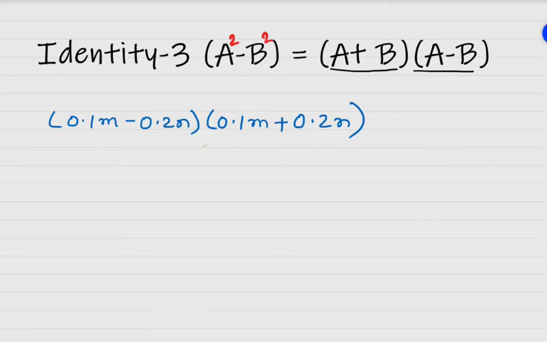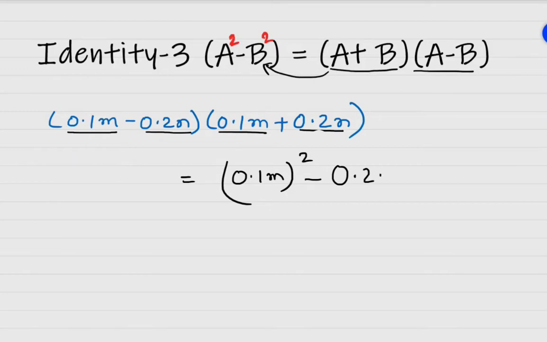Children, see, if you take 0.1m as a and 0.2n as b, so here you can see that you are getting a minus b into a plus b. See, this one is a, this one is b. Again, a minus b into a plus b, and you know that a minus b multiplied by a plus b should be equal to a square minus b square. So simply you can say that here I have written this a and b just to make you understand, but in the answer in your copy you'll not write like this. You just keep it in your mind that 0.1m is a, 0.2n is b. Now using this identity you got that this is equal to a square minus b square. A square means your 0.1m whole square minus b square means 0.2n whole square.